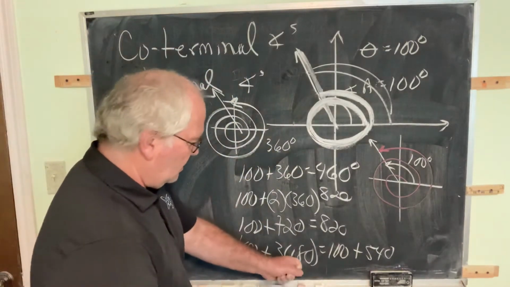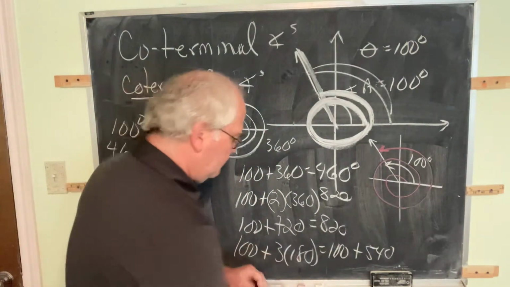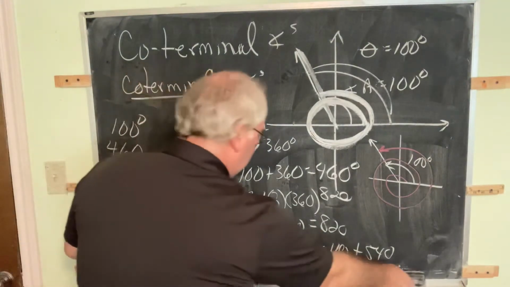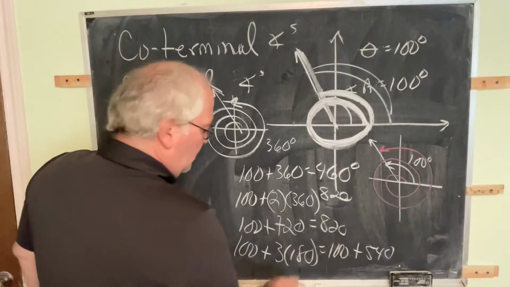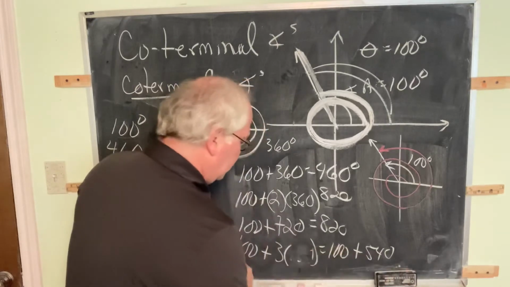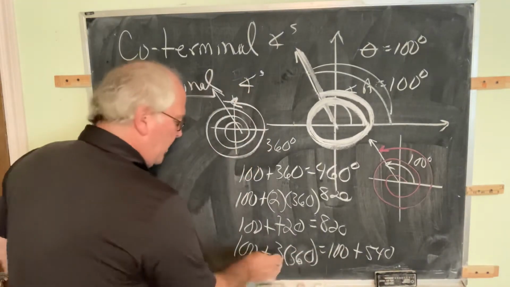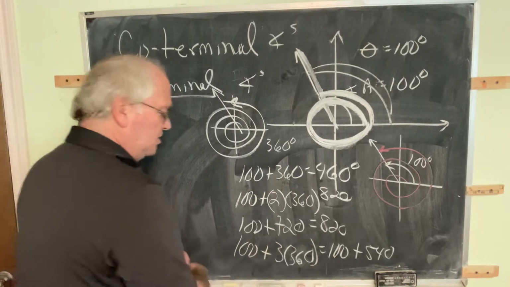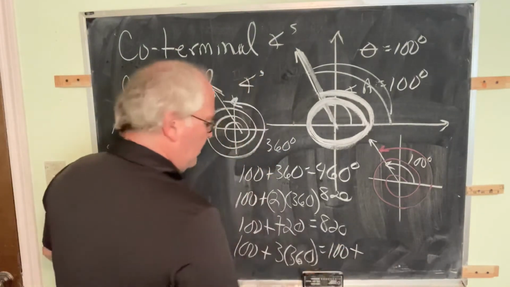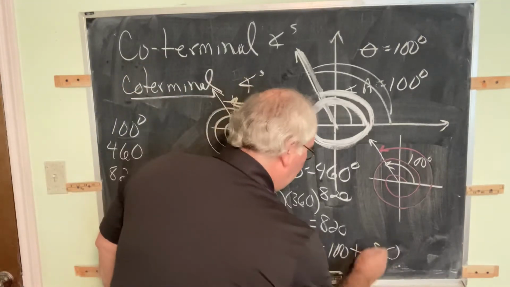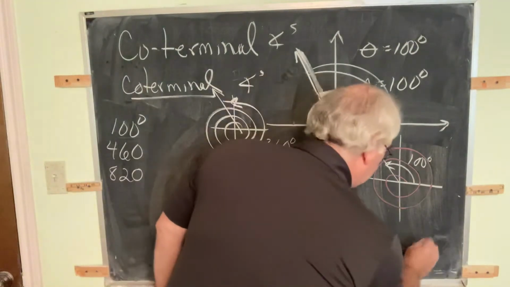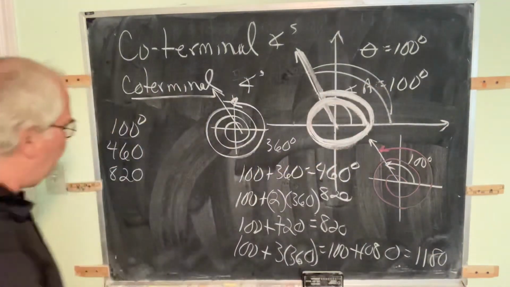Is that right? Oh, sorry, not 180. That's my mistake. 360. There. 3 complete revolutions. See if I can get my arithmetic correct. 100 plus 1080 is 1180. These numbers get pretty big pretty fast.